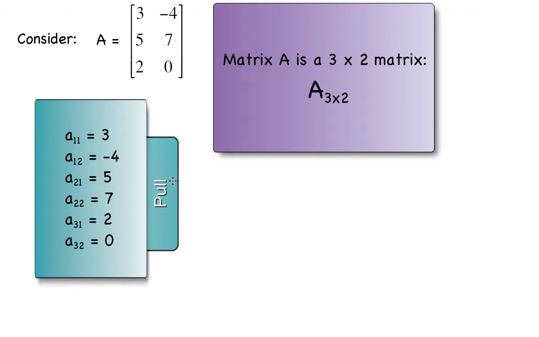As far as the elements go, all of the elements in the matrix have a location, and they are labeled by their location. Just like the matrix is row by column, each element goes row by column. So this subscript says the element 3 is in row 1, column 1. Element -4 is in row 1, column 2, and so on and so forth.